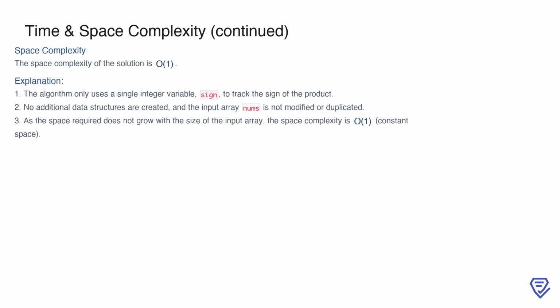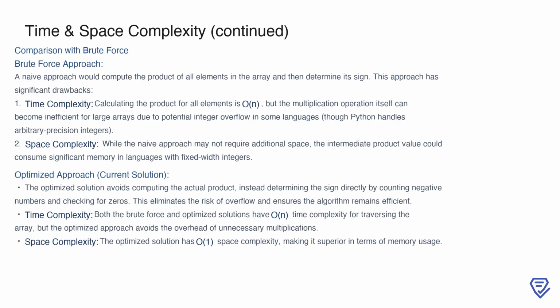without any additional overhead. Now, let's compare this approach with the brute force method. A naive solution would calculate the product of all elements in the array and then determine its sign. While the time complexity of this approach is also O(n), as it still requires traversing the array, the multiplication itself can be problematic.